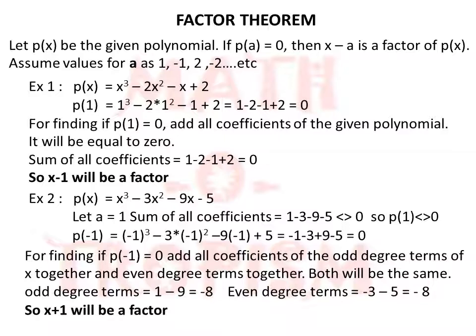So by factor theorem, first we need to find a value for which p of a, or the remainder, is 0, and if it is 1, we can just add all the coefficients and see whether the value is 0. If it is yes, then x minus 1 will be a factor. If the even terms' coefficient addition and the odd terms' coefficient addition are the same, then p of minus 1 is equal to 0, and x plus 1 will be a factor. So we will be using these 3 steps in the coming sums in the exercise.